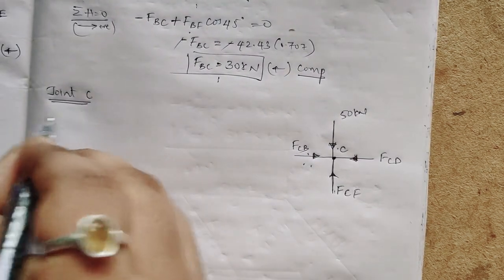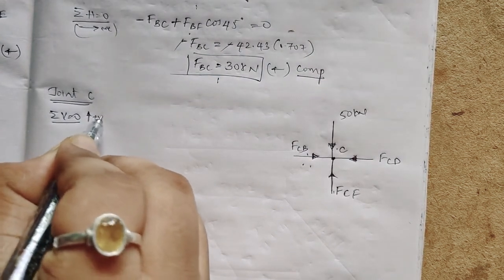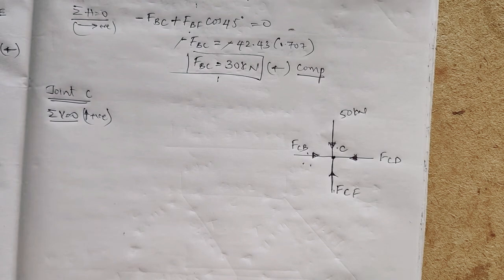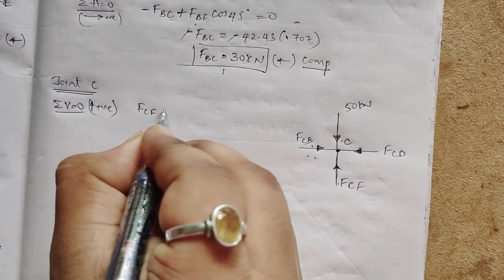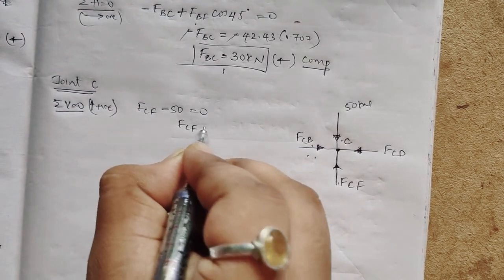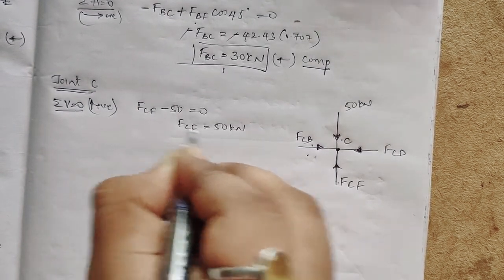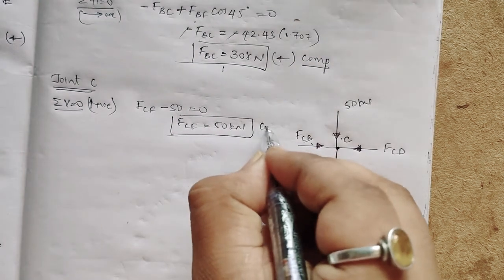Now summation of vertical forces equal to 0, taking upward as positive. What will happen now? FCF minus 50 is equal to 0. FCF is equal to 50 kilonewton. So what I took is correct, and it is compression.